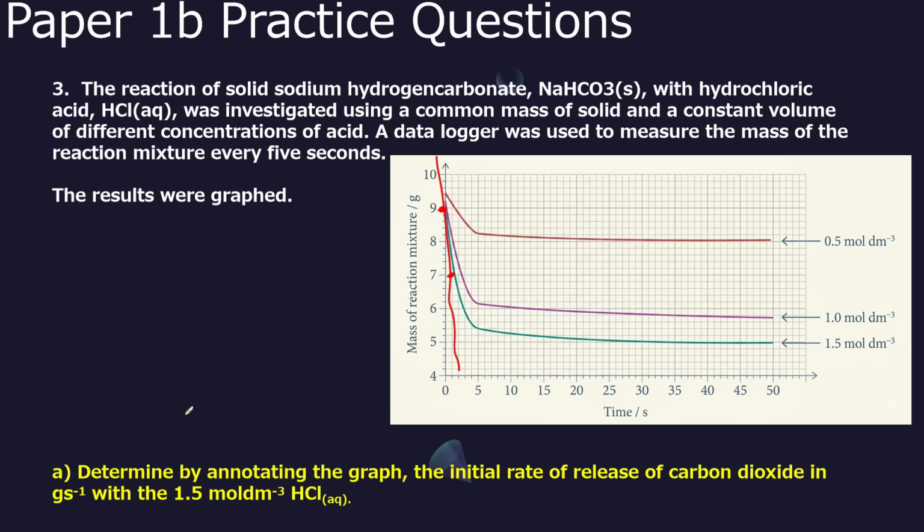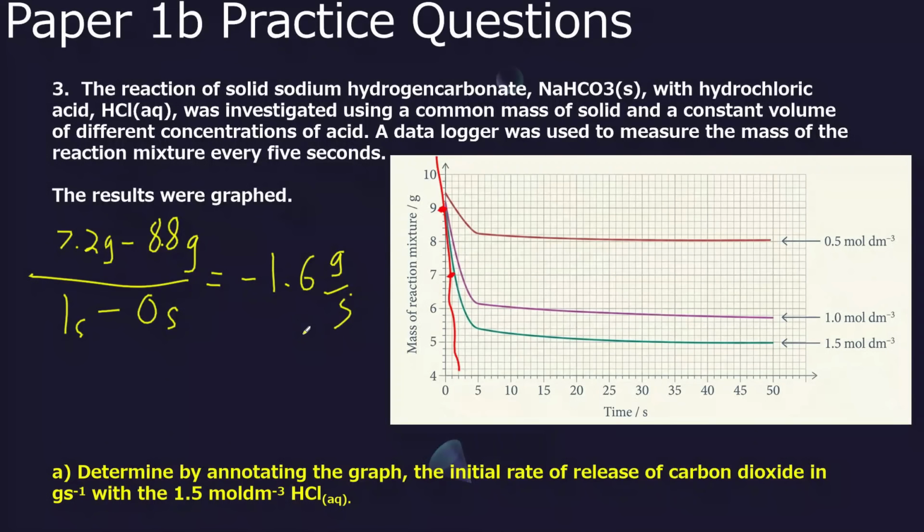I think I ended up using y2 as 7.2 grams and y1 as 8.8. This was over x2 minus x1. I used 1 second as x2 and then 0 seconds as x1. So that ends up giving about minus 1.6 grams per second. Keep in mind though that rates cannot be negative, so we need to take the absolute value of that.